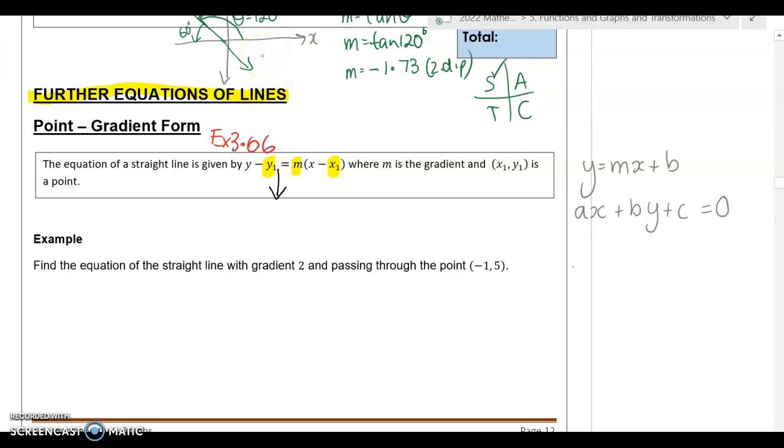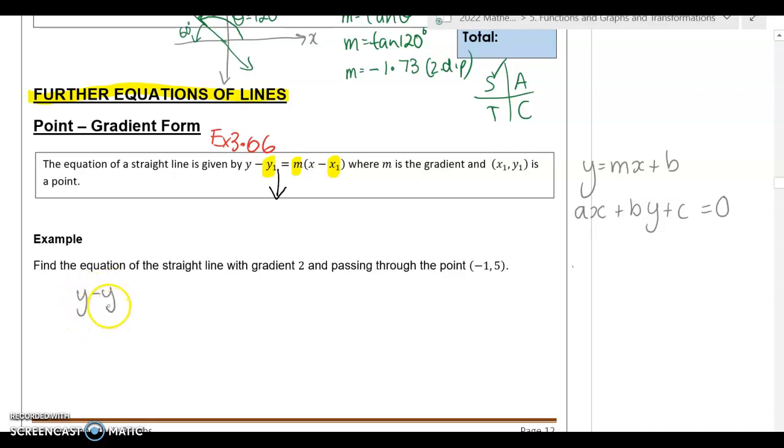So let's have a look at how we might be able to use that. I guess the thing with this equation is we can often get away without using this point gradient form and often just use y equals mx plus b. But let's have a look at how we might do the example below, maybe doing it both ways. Our example says find the equation of the straight line with gradient 2 and passing through the point minus 1, 5. So let's use the point gradient form and write that one down.